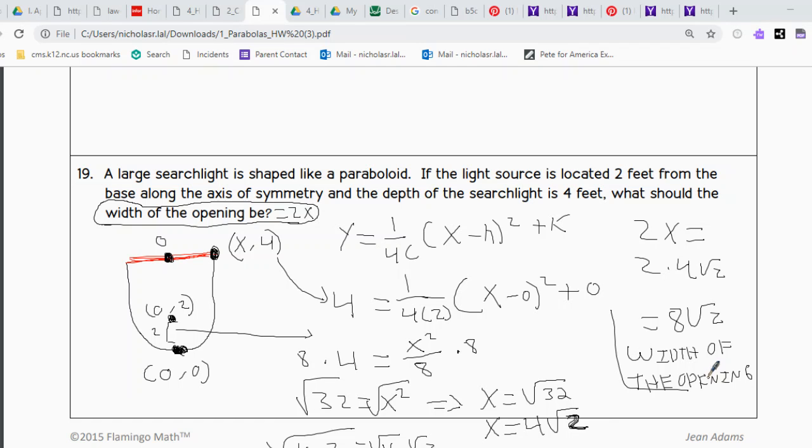Oh, penny. Did you simplify? Yeah, I simplified the radical because the square root of 32 became the square root of 16 times 2.